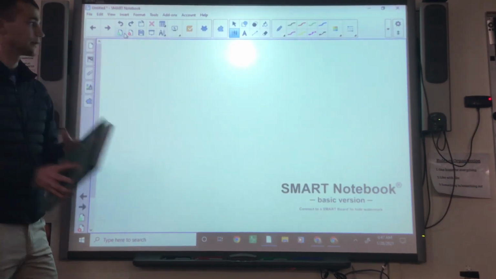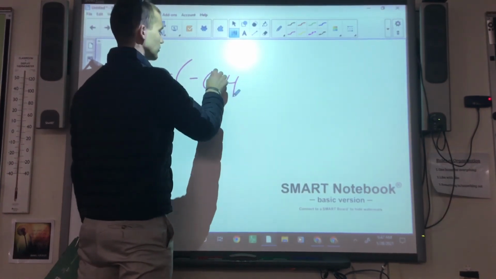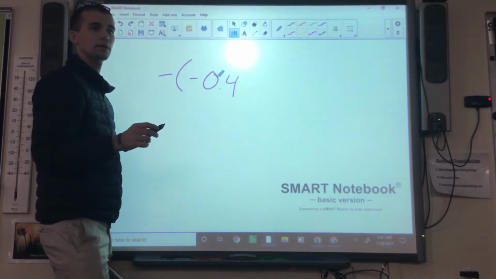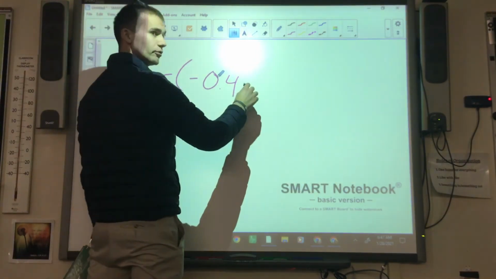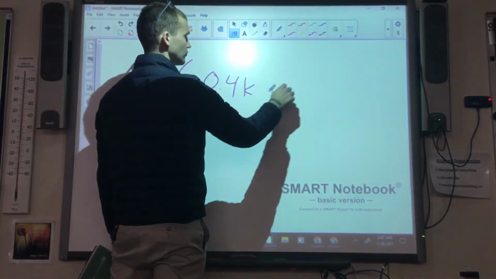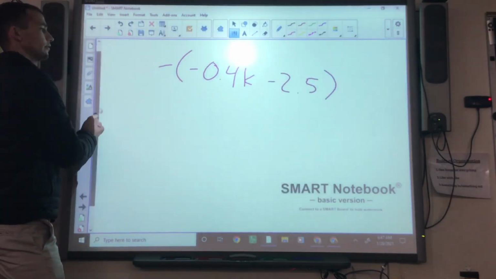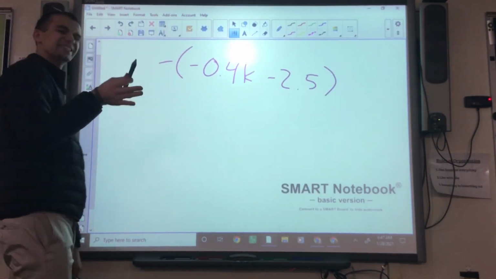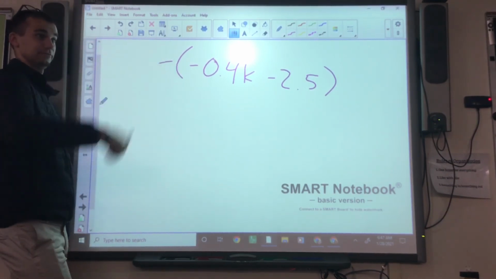Top of 157. Oh, this one's really fun. Negative, can you give me the rest of them? Negative 0.4 minus 2.5. There's a variable here, isn't there? Yeah, K. Okay. Minus 2.5? Yes. Okay, you can help us out with this. Here's your favorite negatives. This is actually the easiest one to do. Yeah, it looks hard. What do I do?